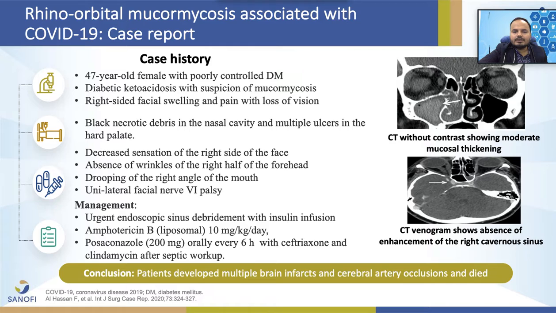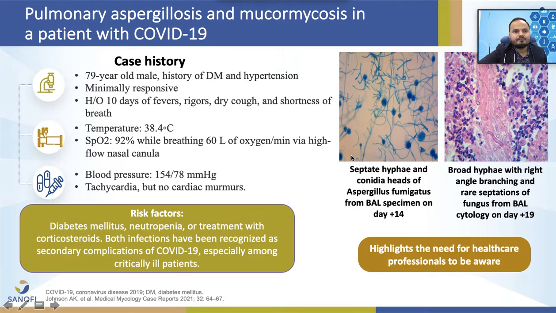So management was endoscopic sinus debridement with insulin infusion. Obviously, hydration is one of the most important parts, and posaconazole 200 mg orally every 6 hours with ceftriaxone and clindamycin after septic workup. Later, the patient developed multiple brain infarcts and cerebral artery occlusion. Cavernous sinus thrombosis is one of the deadly complications associated with these things.